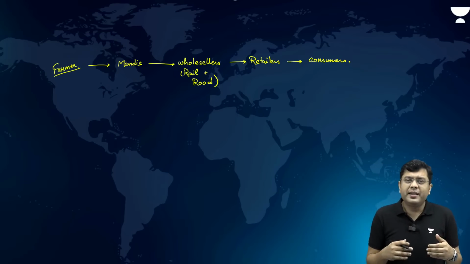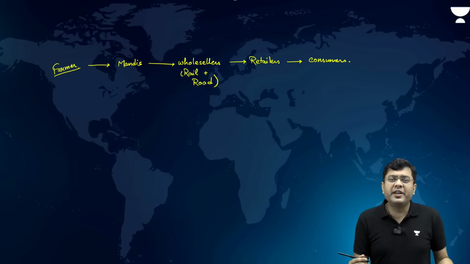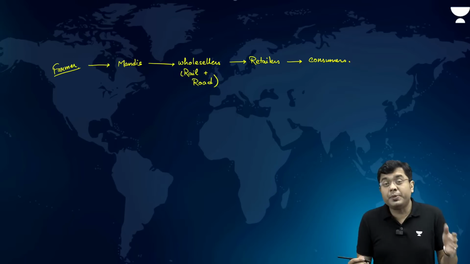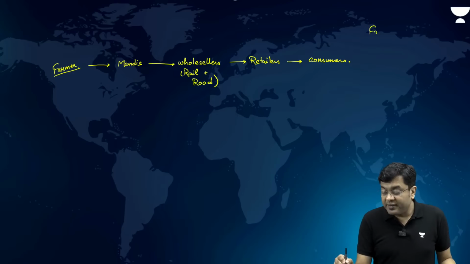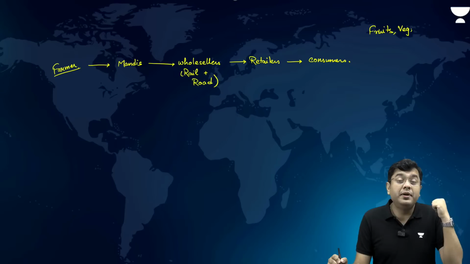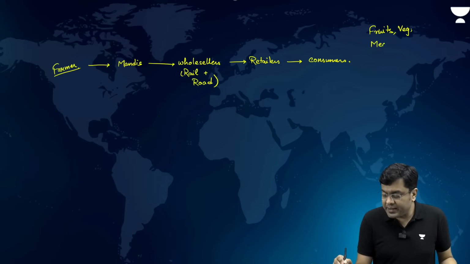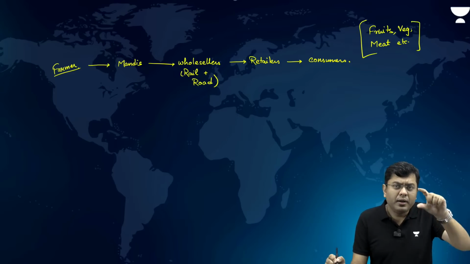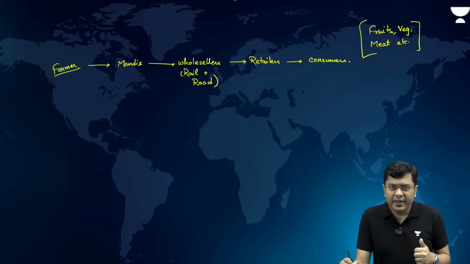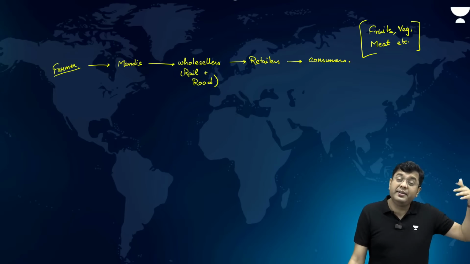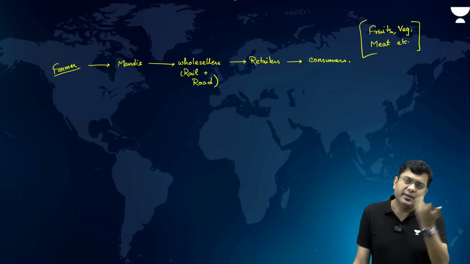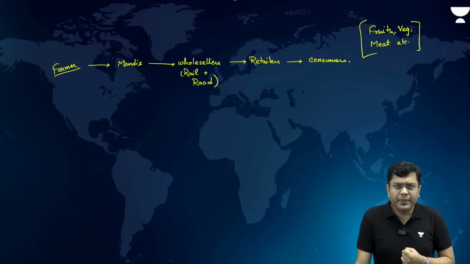Now, in logistics, you have to understand that when it comes to, for example, perishable goods such as fruits, such as vegetables, right? Or even, for example, poultry products, meat products, right? Fishes, meat, etc. Now, they have a limited shelf life. It is not as if, just like grains, this can be stored for months together. No.